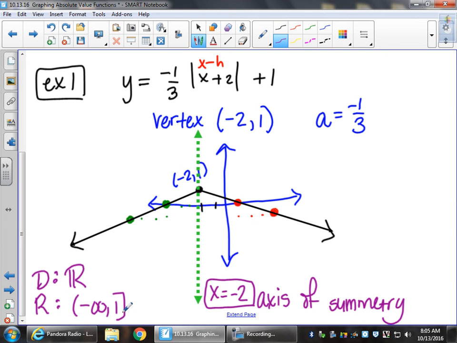Good. It's not bad at all. Two steps. Vertex, a, you're done.